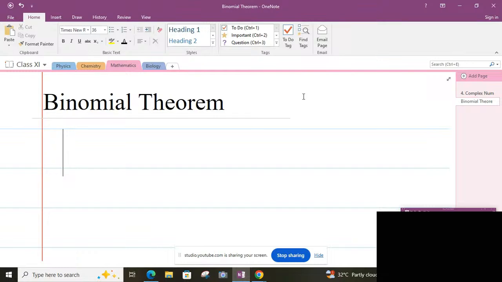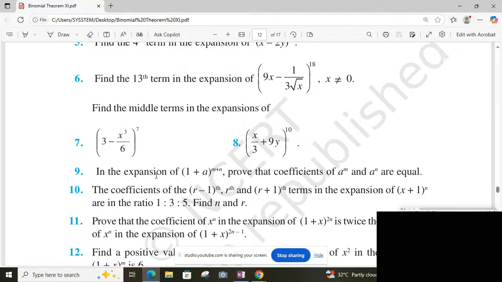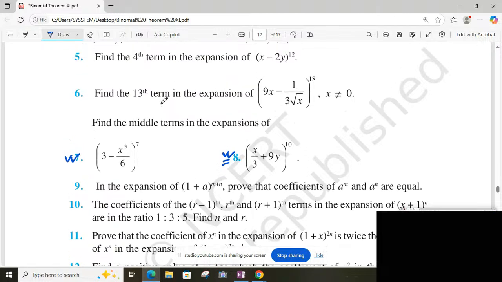For this we take the help of the NCERT textbook. Let's see here. Questions number 7 or 8 of the NCERT textbook are related to the middle term. So first of all, clear the concept of the middle term. Let's see what it says about the middle term.